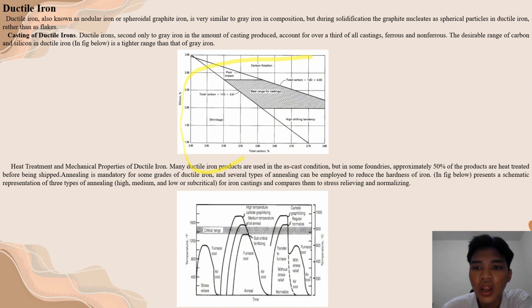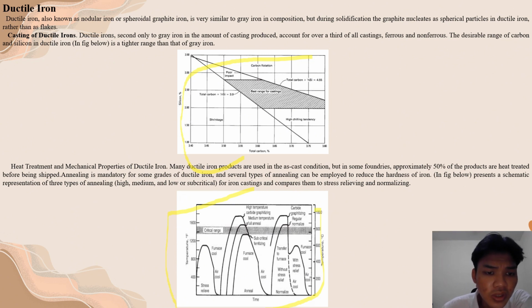The desirable range of carbon and silicon in ductile iron is a tighter range than that of gray iron. Heat treatment and mechanical properties of ductile iron. Many ductile iron products are used in the cast condition, but in some foundries approximately 50% of the products are heat treated before being shipped.